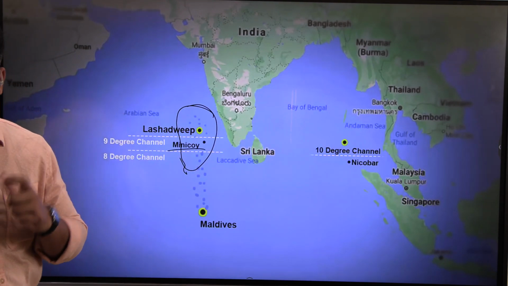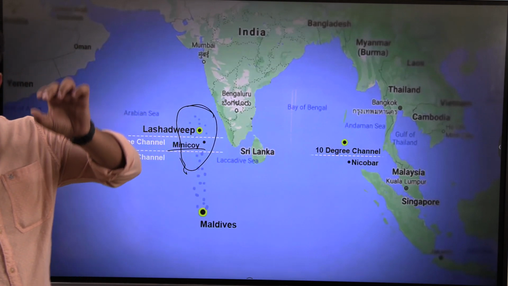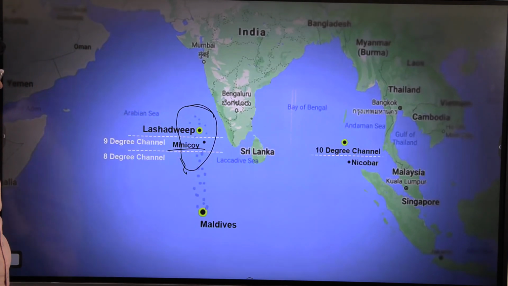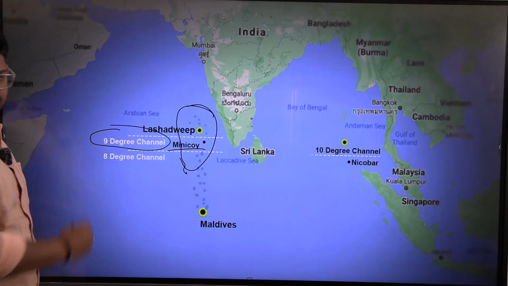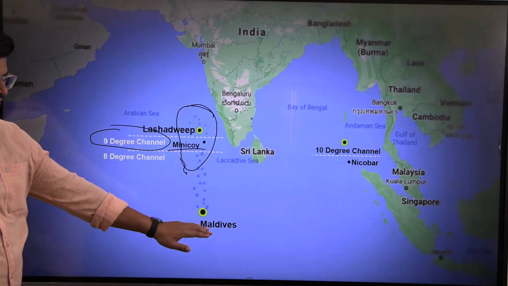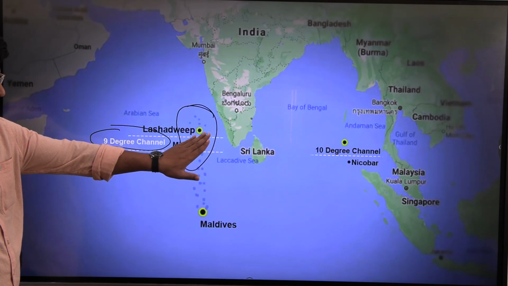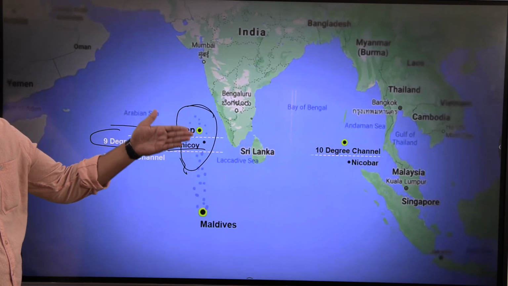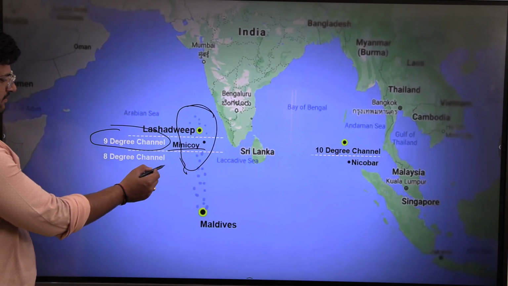Minicoy is also in the Lakshadweep Islands group, but it is a little separated. Getting my point? So the channel that separates Lakshadweep and the Minicoy Islands is the 9 degree channel. Minicoy and Maldives: the Lakshadweep Islands are close to Maldives, and Minicoy, which is also part of Lakshadweep, is separated from Maldives by the 8 degree channel.